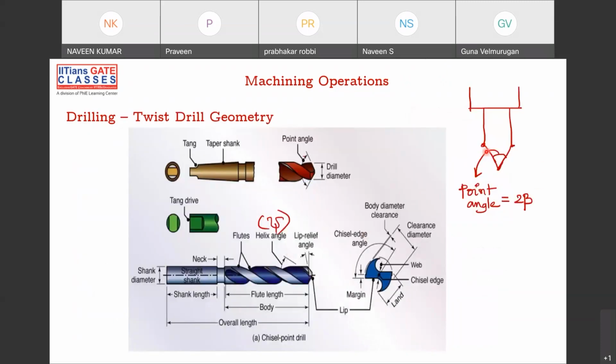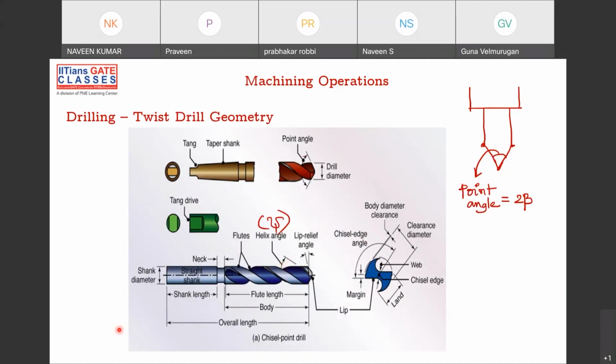And these two are cutting points. The angle between these two edges you see here is known as the point angle, and it is given by 2 beta. Why 2 beta? Because it has an axis of symmetry. That's why I have written 2 beta. Please do understand, it is 2 beta. If you want, you can take it as beta, then when doing calculations you can take beta by 2. But for ease of calculation, I have taken 2 beta.